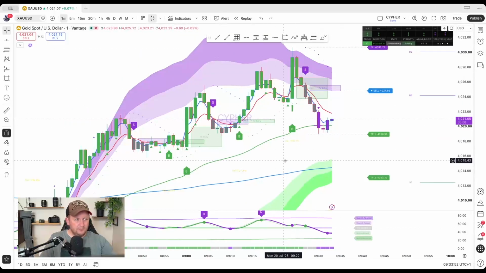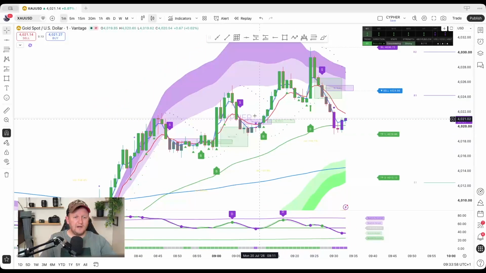Whether the buy signal will print right now, I'm not so sure, because price is pulling back, so we might have to wait for a bit of momentum before it starts going back up again.